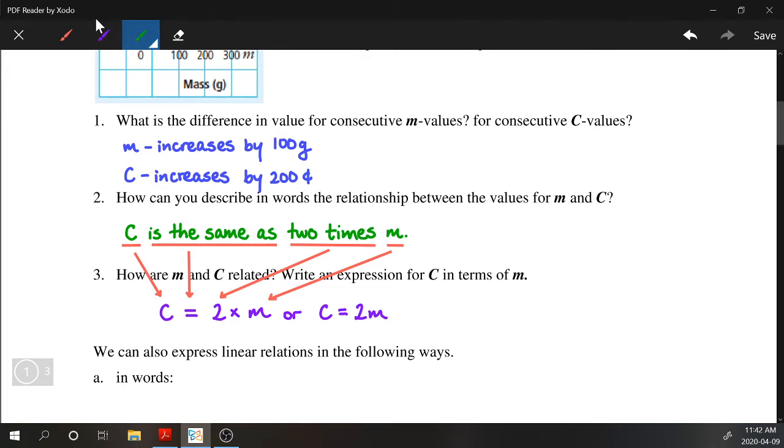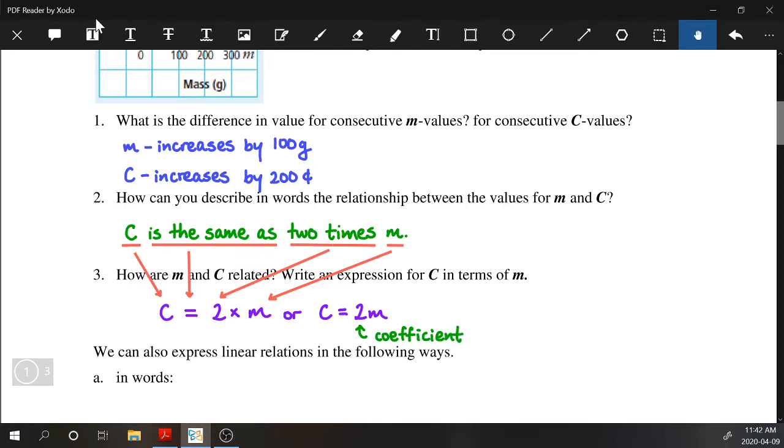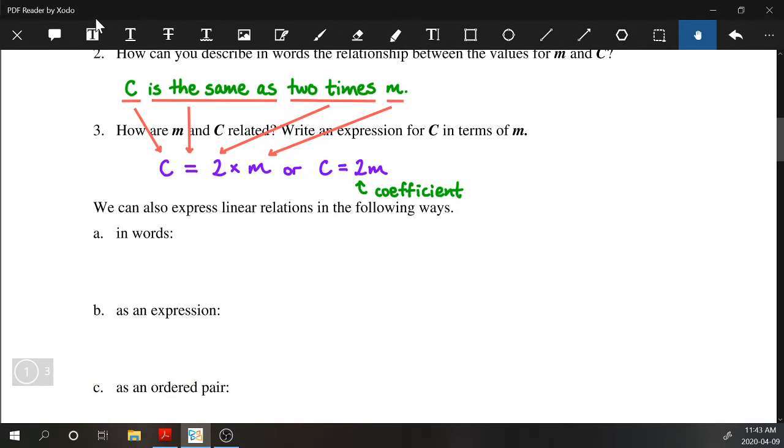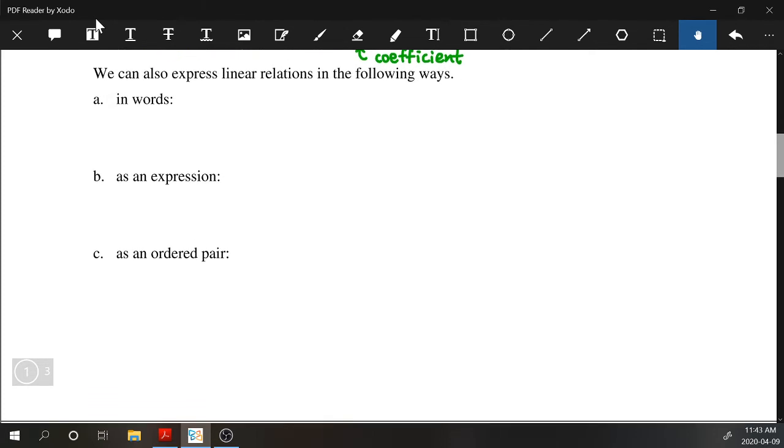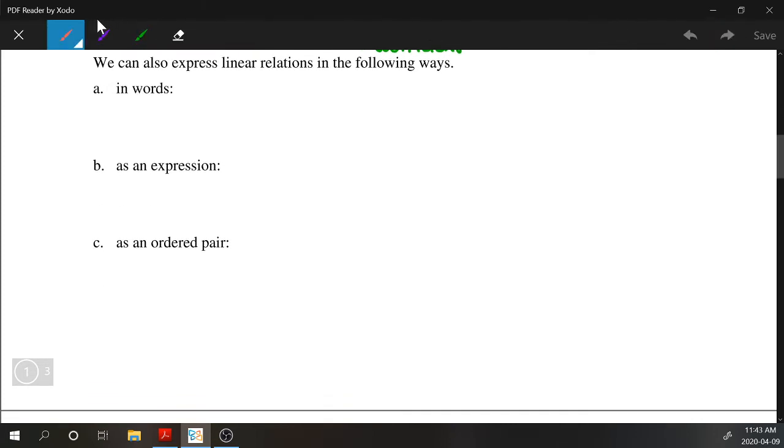And again, this right here, coefficient. A coefficient is a number that you place in front of a variable. It means to multiply by that coefficient. All right, so now sometimes you can be a little bit more concise with your words. So you can express what we just said as: cost is twice the mass. Notice I didn't use the variable C, I used the actual word cost. So no variables here, just words. And as an expression, we already wrote that down. C is equal to 2M.